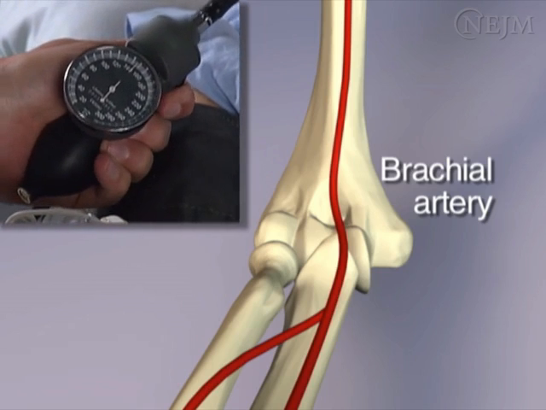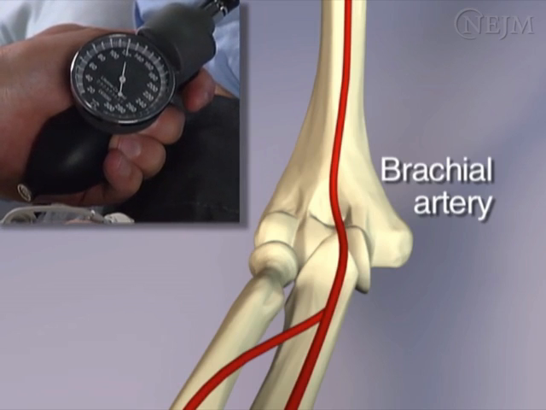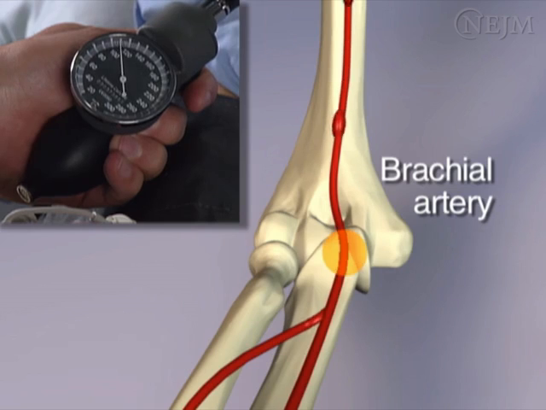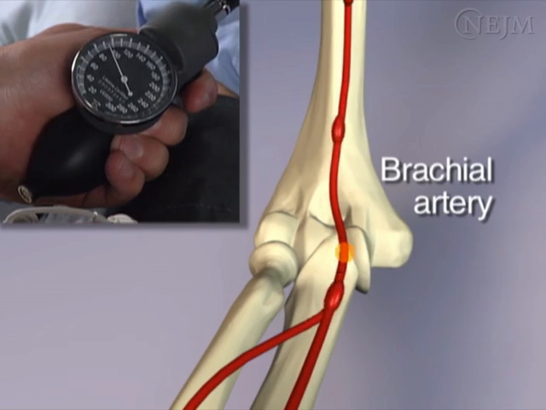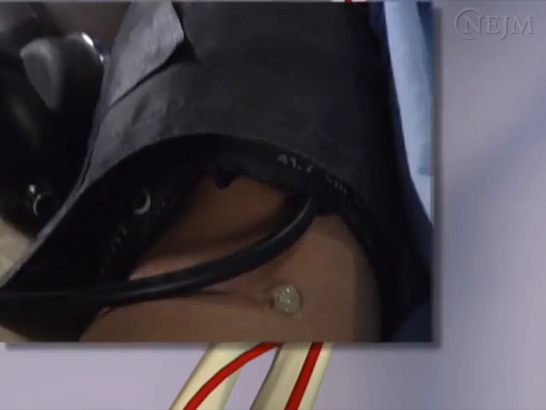Following this, deflate the blood pressure cuff slowly at 2 to 4 millimeters of mercury per second in order to note the systolic value. You can then wipe the gel from the patient's skin and repeat the procedure on the other arm.